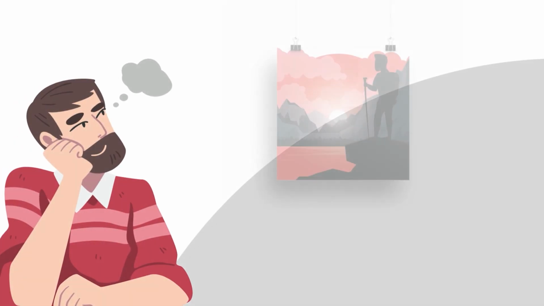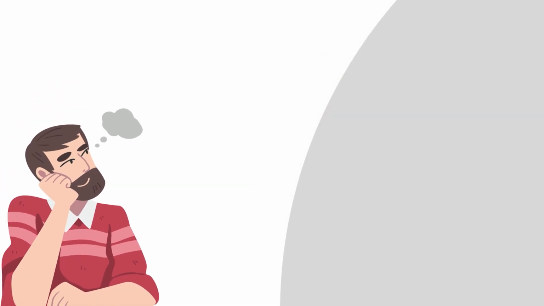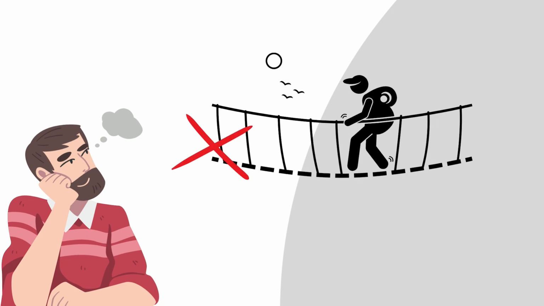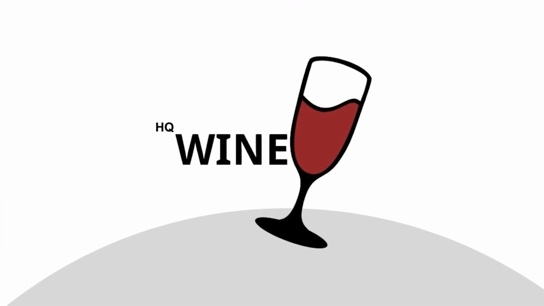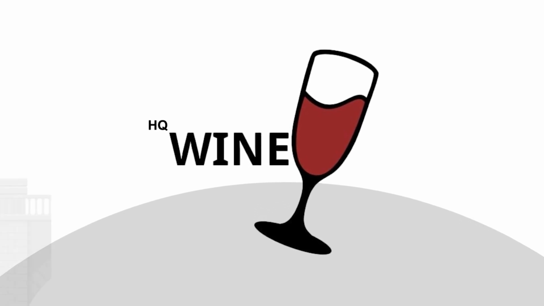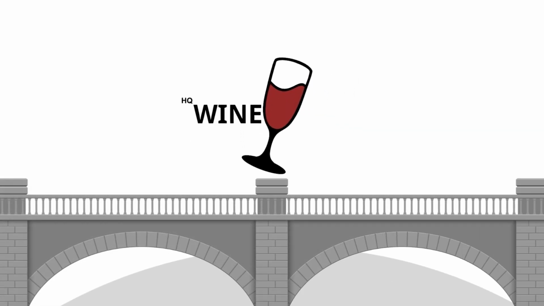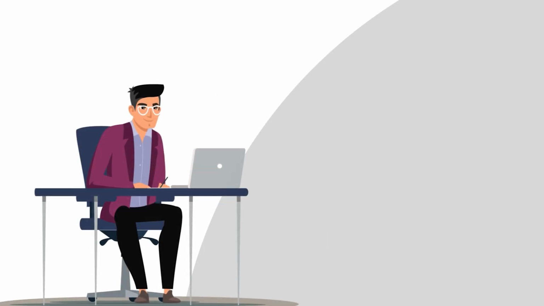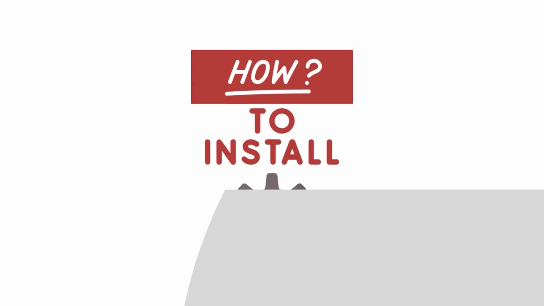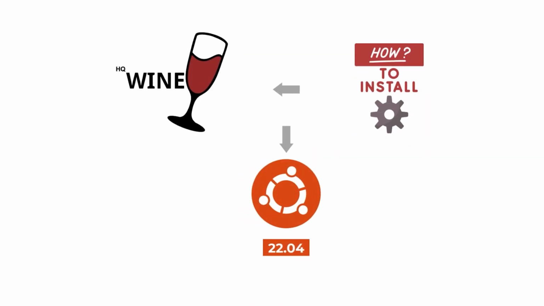Imagine this. You find yourself crossing a river, but without the bridge, it is nearly impossible to land on the other side. Fear not. WineHQ, in short, Wine, is there to save the day. It acts like a bridge which makes Windows applications compatible with Linux-based systems. In this short tutorial, I will show you how to install WineHQ on Ubuntu version 22.04. So let's get started.